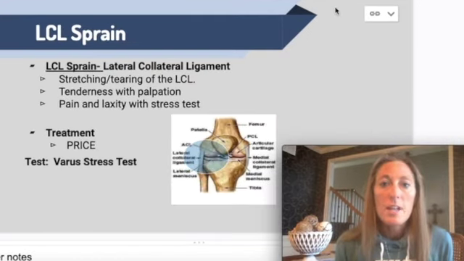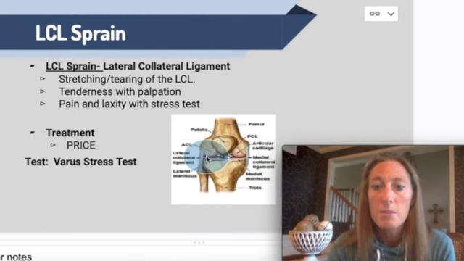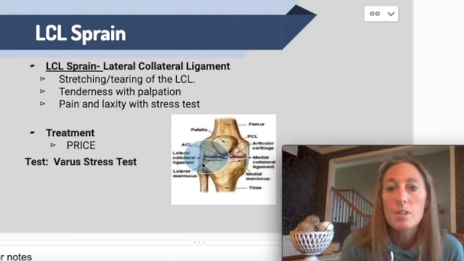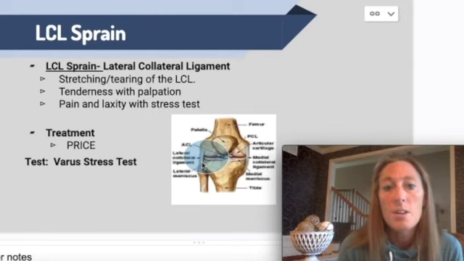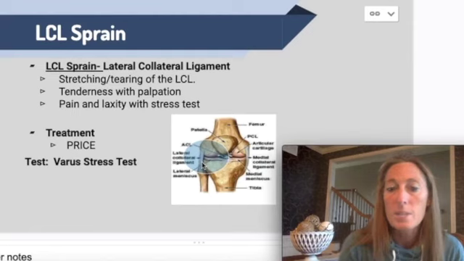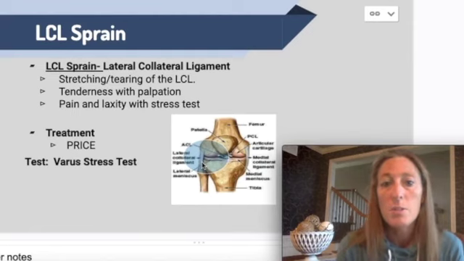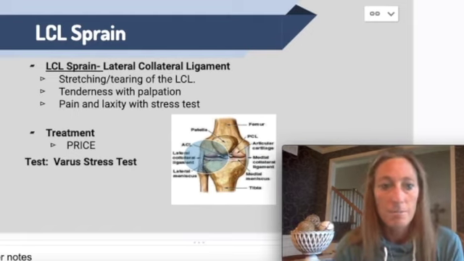LCL sprain is a lateral collateral ligament. Remember, this is on the outside of the knee, the lateral side of the knee. Stretching or tearing of the LCL, tenderness with palpation, or feeling, along the outside of the knee joint. There's going to be pain and laxity with the stress test, which we're going to watch. It's a varus stress test in just a moment. Treatment is going to be protecting the outside of the knee, rest, ice, compression, and elevation.